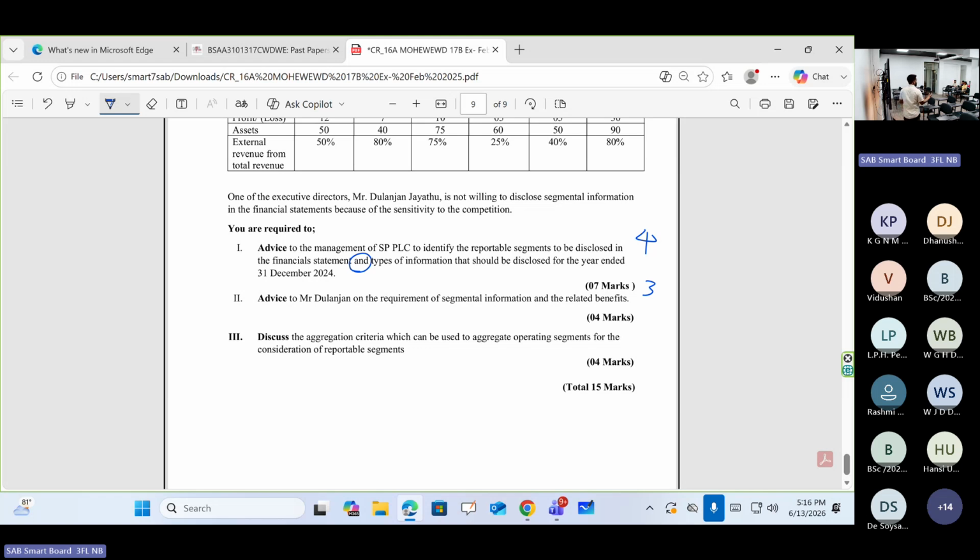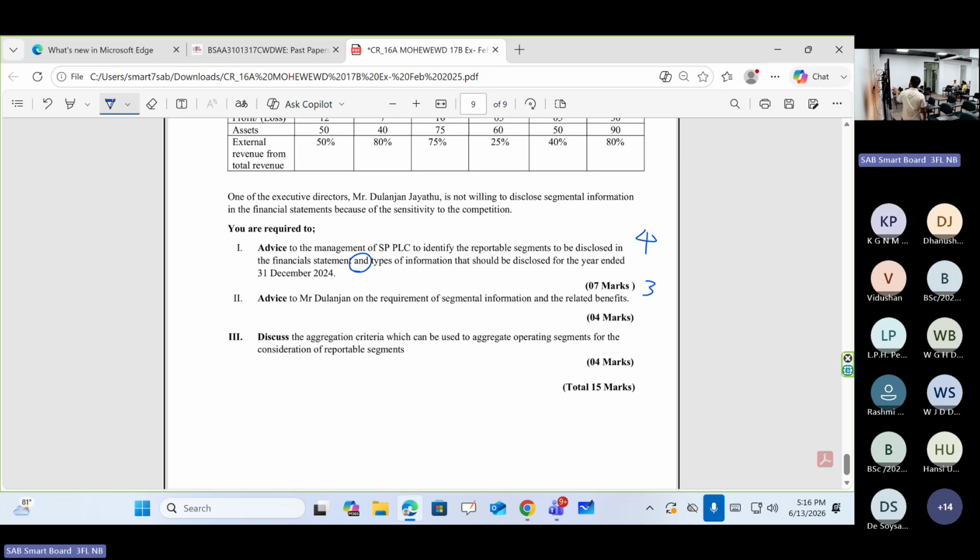And benefits. You need to mention that it will be very useful for stakeholder decision. Right? You can understand non-performing segments. You can take different decisions. You can take customized decisions for separate particular segments if you are having segmental information. That's a requirement. That's a benefit. You need to mention that, right?